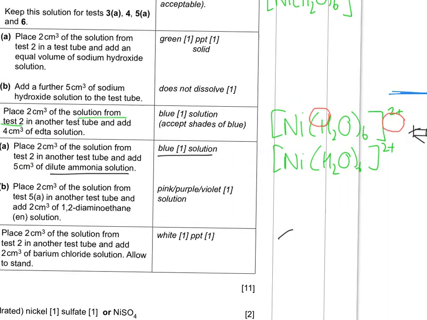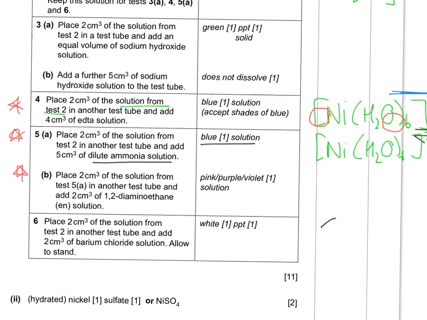Okay, and finally we need to consider the reaction when we add 1,2-diaminoethane to our complex. I've underlined that in pink because we get a characteristic pink colour for nickel in the diaminoethane test, and this is a test for nickel ions specifically.